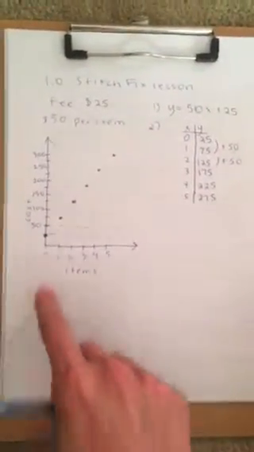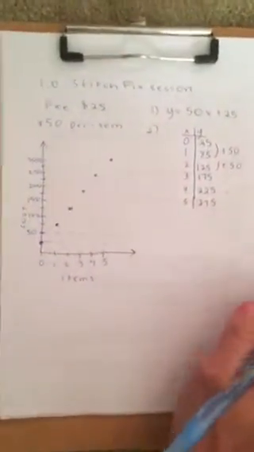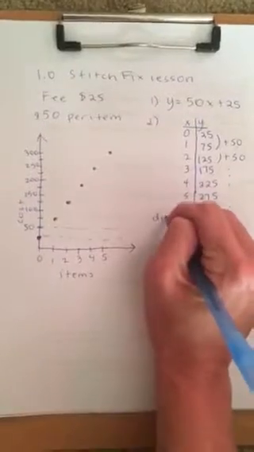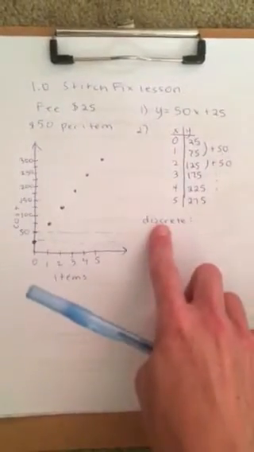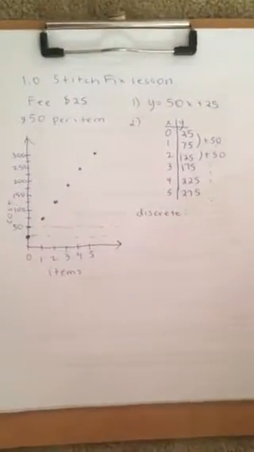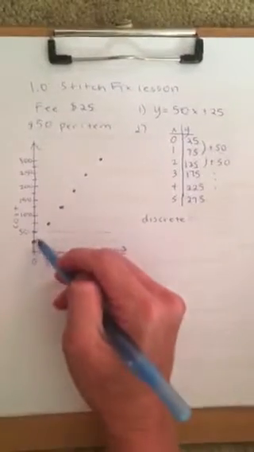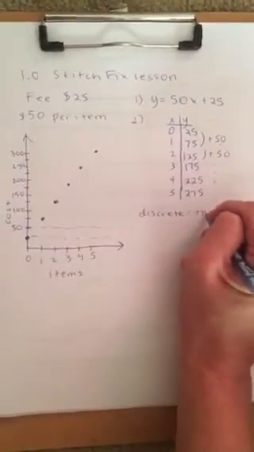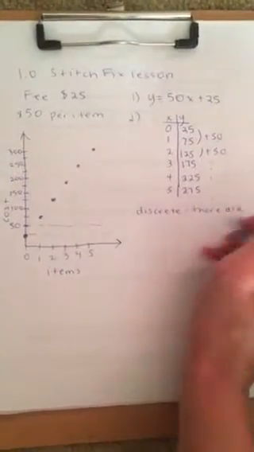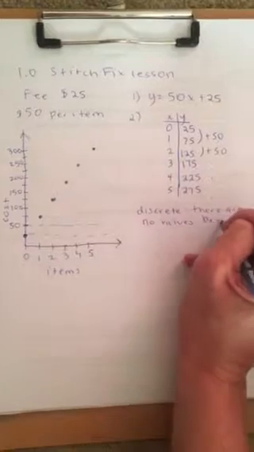Now the next question is, do we connect the data points? And the answer to that is no, because this is representing discrete data. Okay, so what is discrete data? Discrete data is data that does not have values between the intervals. So there are no values between the intervals.